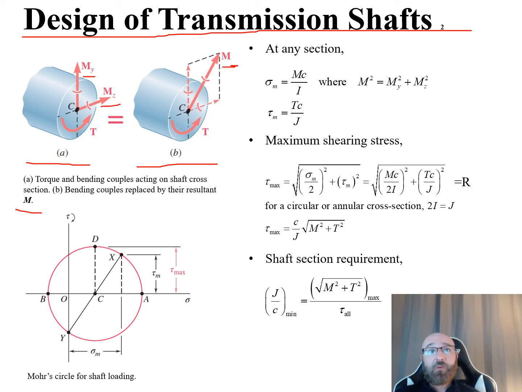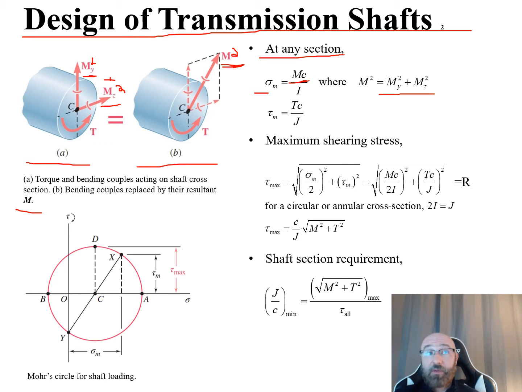So this comes back to our relationships over here. We recall our normal stress here. We have our sigma sub m is equal to our moment times that distance c out to the outer surface, all over our moment of inertia, where now this M squared is going to be the sum of the squares of our My squared and our Mz squared. So M is the square root of the sum of those squares. So again, here's our My. We square this, add it to our Mz squared, and this is equal to our M squared right over here.